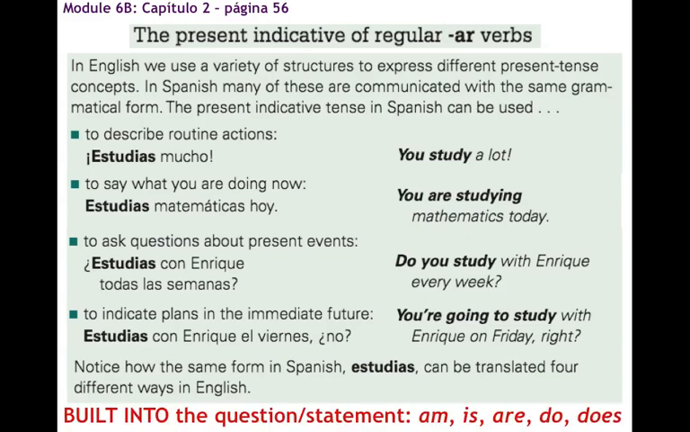Another way that I think is easy to grasp this is to say these five words. Ready? Repeat them after me. Am, is, are, do, does. Am, is, are, do, does. And those words can be built into the translation. So look up above again. You study. You are studying. Do you study? Or you do study. You are going to study. The future tense. So all of those translations are built in without the actual individual words being in the Spanish.